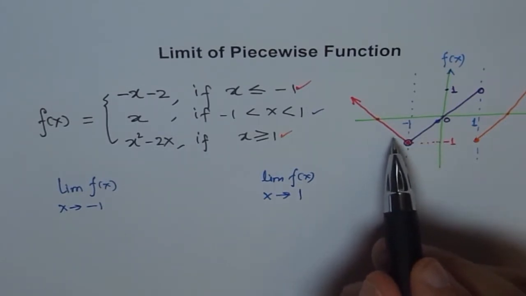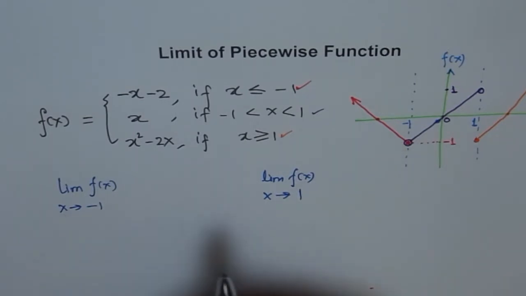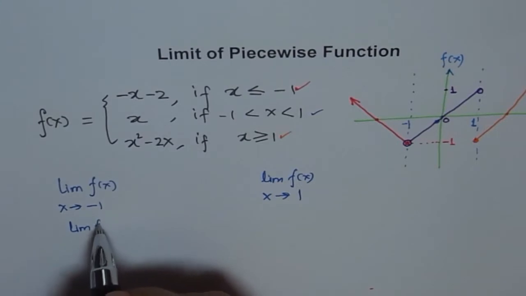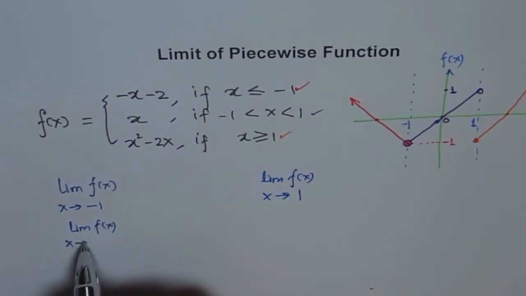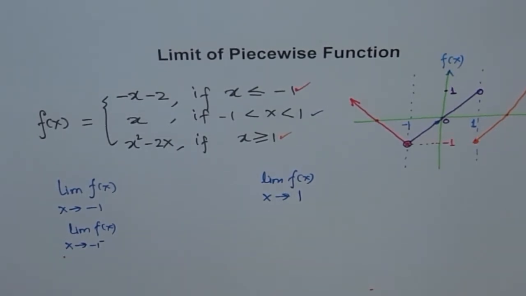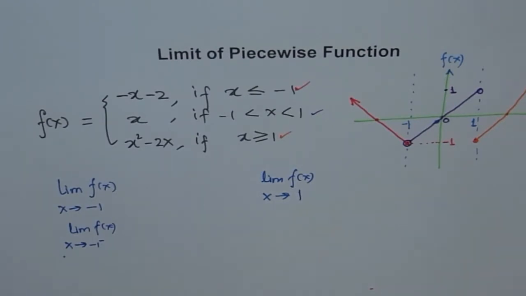If we approach from the left side, what we are trying to do is find the limit of f of x as x is approaching -1, but from the negative side, the left side. So this is our left side limit, right? Let me write here the left side. So we are trying to find the left side limit, okay?